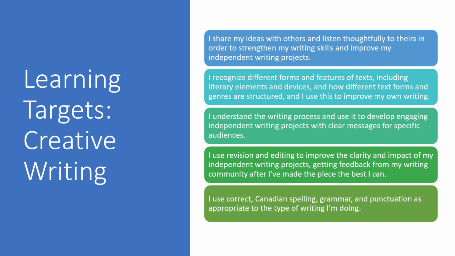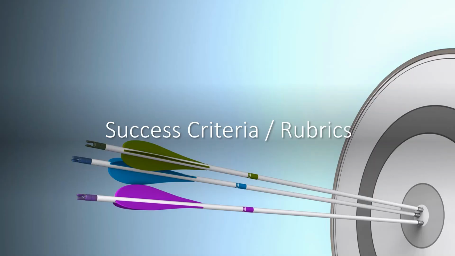You might notice I don't use the "I can share my ideas, I can recognize different forms." I frequently tell my students that it's not about what they can do, but what they actually show me. So that's why I don't put the "I can do this" into my learning targets, but a lot of people do. The learning targets are useful, particularly for students, because they show them what we're working towards in the course.